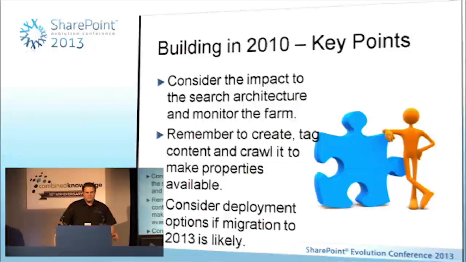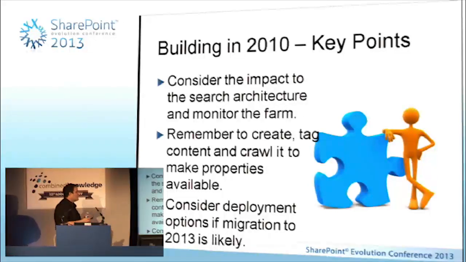So when you're building in 2010, there's some key points you need to think about. The first is obviously the impact to the search architecture. If you were doing this in content query web parts, your load is on the web part. Great. You can monitor your web front ends, react accordingly, increase the memory if you need to. By moving to search, we're then starting to move that load from the web front ends to the back ends, to the query servers. So again, consider the impact that if you've got 1,200 people hitting the front page, they're all going to be hitting these queries to the query servers. So you need to scale your search accordingly.